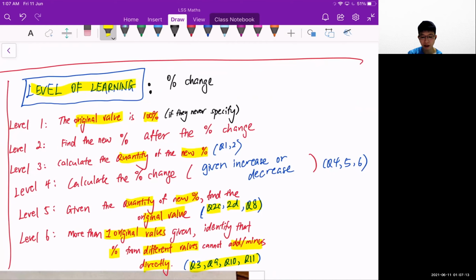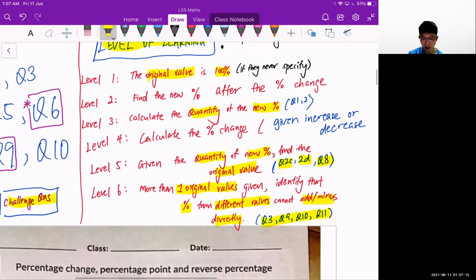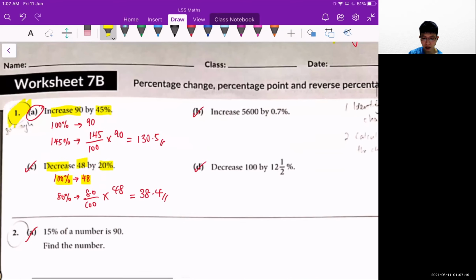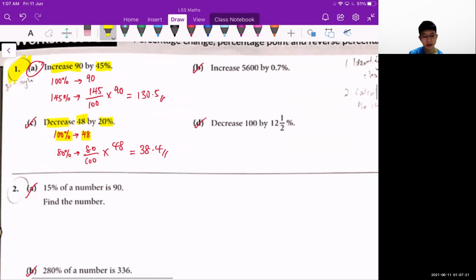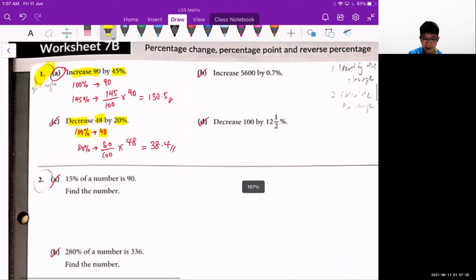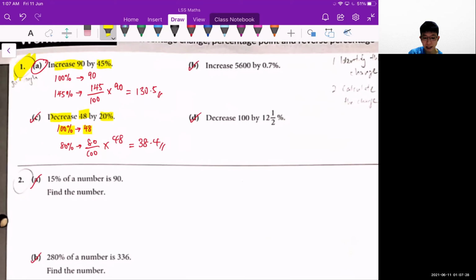Okay, so what do I mean? Let's look at question 1 and 2. Let me do a quick one. Then after that, I will stop this video. So I'll make the video short and sweet for you to understand. So let's look at question 1. They say increase 90 by 45%.